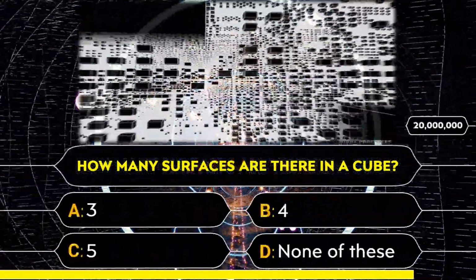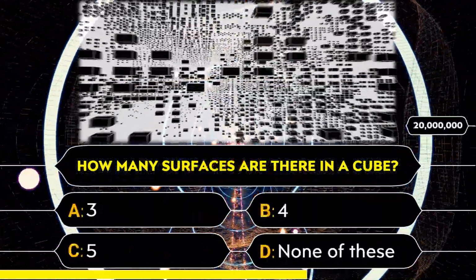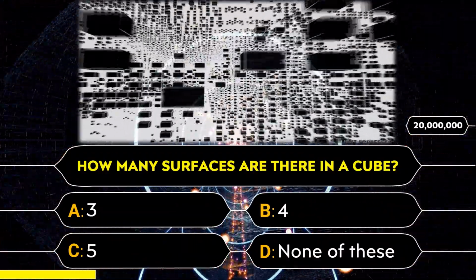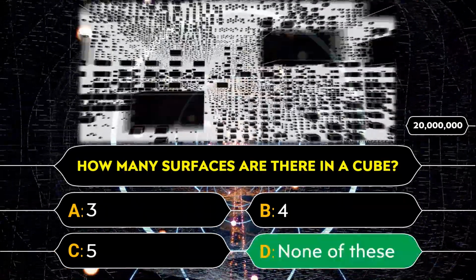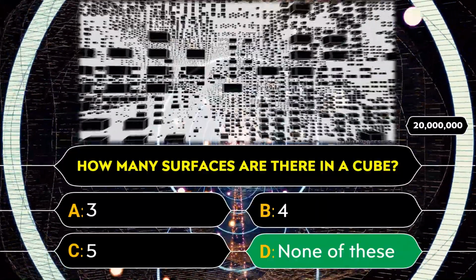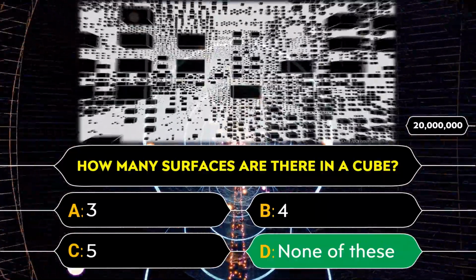Still on track to win the jackpot? Here is your next question. Do you know how many surfaces there are in a cube? The correct answer is D. There are 6 flat surfaces on a cube. These surfaces are each shaped like squares.